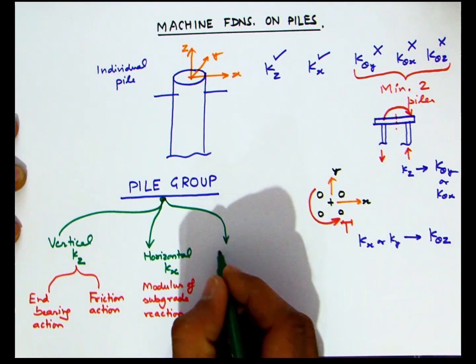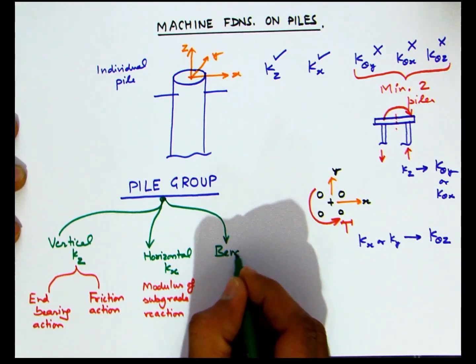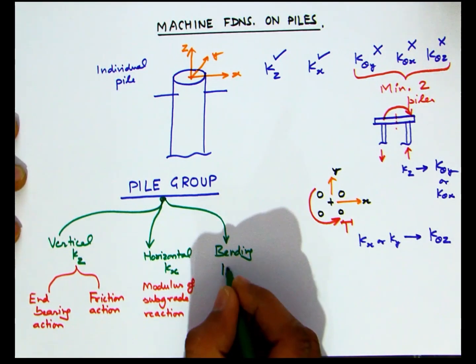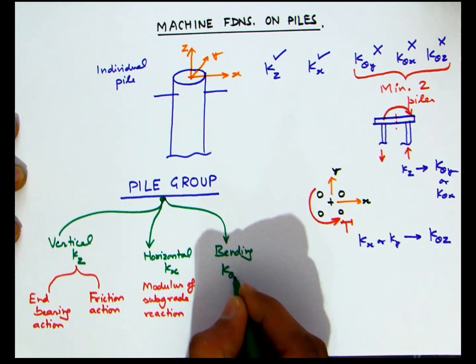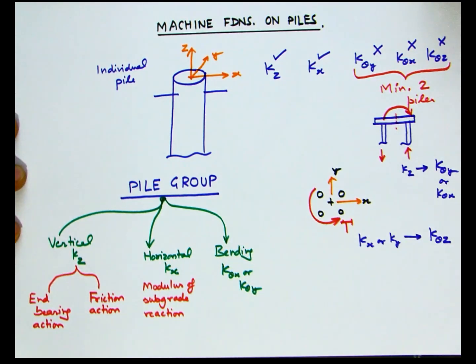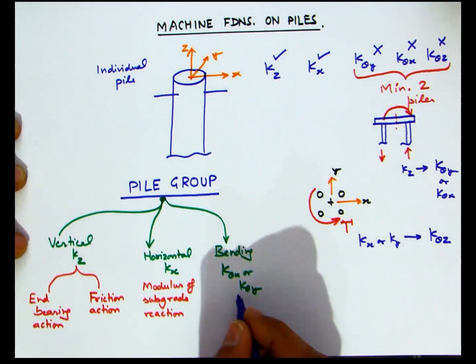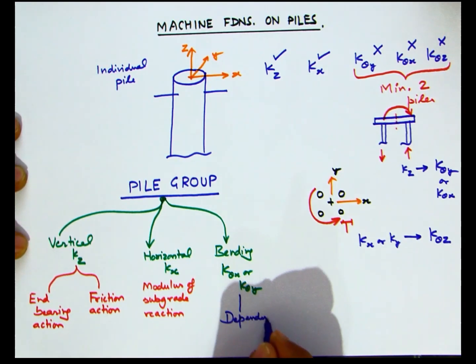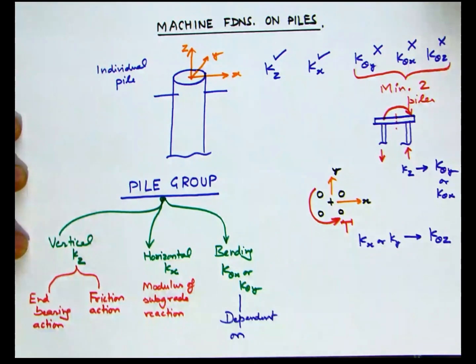As far as the bending stiffness is concerned, because the individual piles do not have any bending stiffness, the bending stiffness of the pile group results from the vertical stiffness Kz of the individual pile. So whether we are talking about K theta x or K theta y, the contribution is on account of the vertical stiffness Kz. So basically the push-pull effect that leads to the bending stiffness.